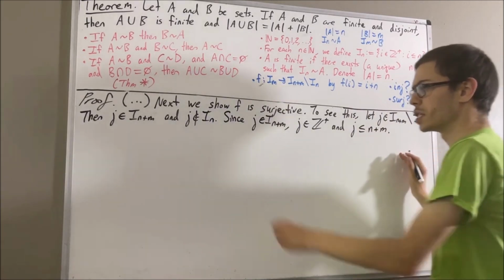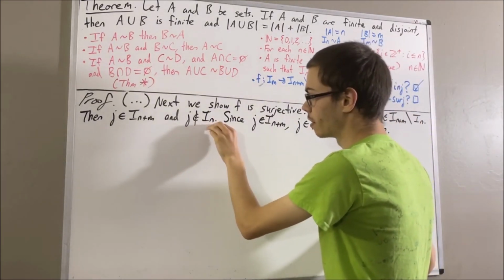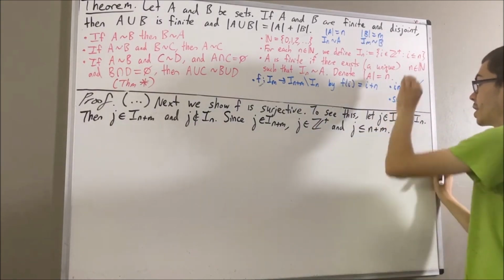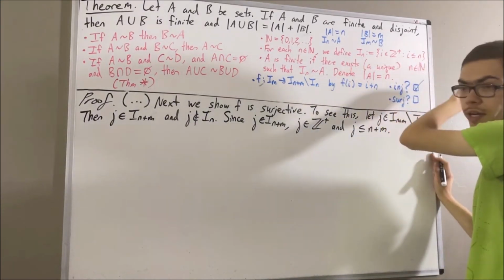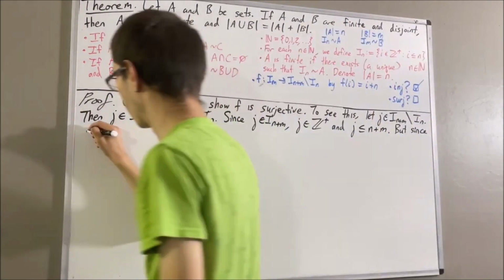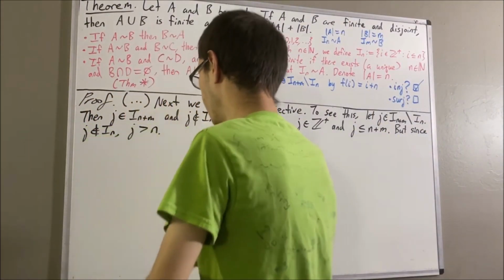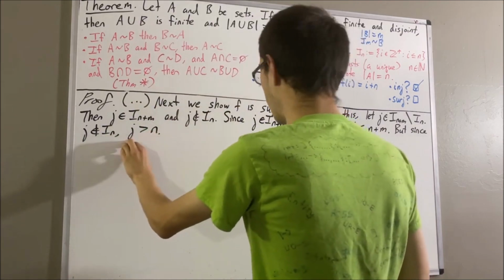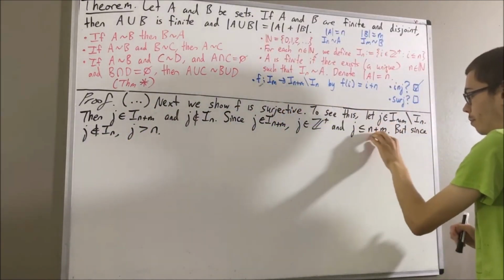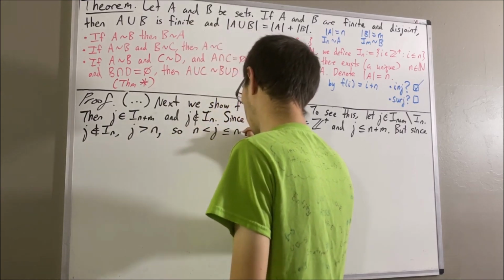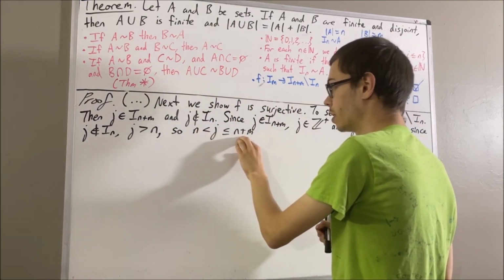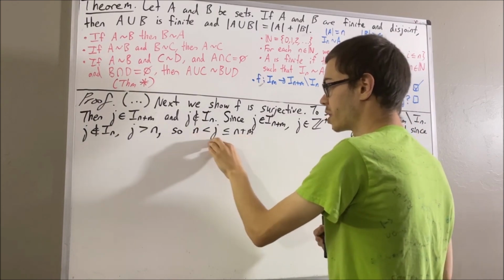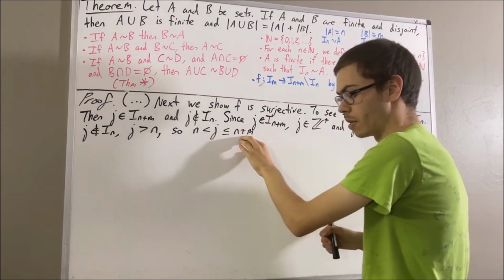However, since J is not an element of I_n, this means that it is not the case that J is less than or equal to n. So we must instead have that J is greater than n. So putting this together, we have that n is less than J, which is less than or equal to n plus n. And now, subtracting n on all parts of the inequality, we obtain that 0 is less than J minus n, which is less than or equal to n.